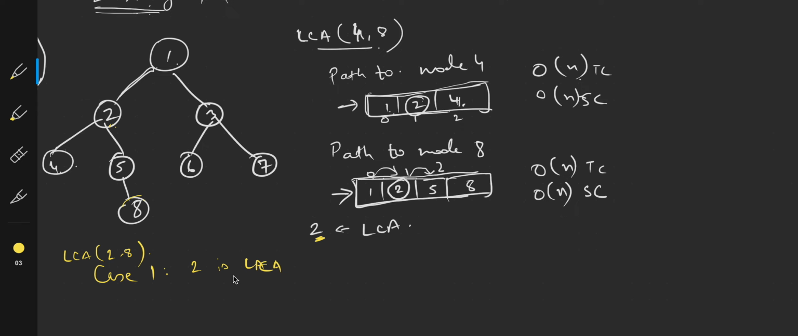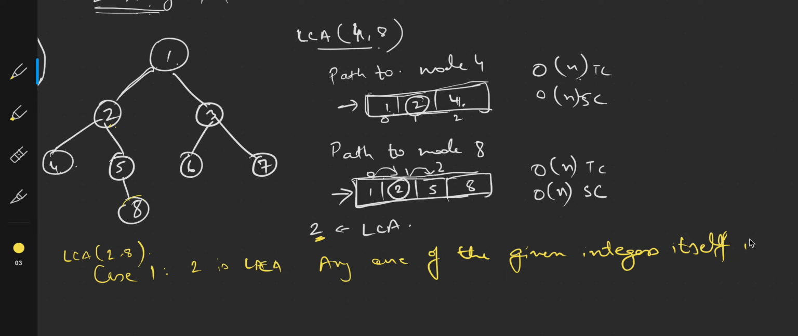So case 1 is that any one of the given integers itself is the lowest common ancestor.